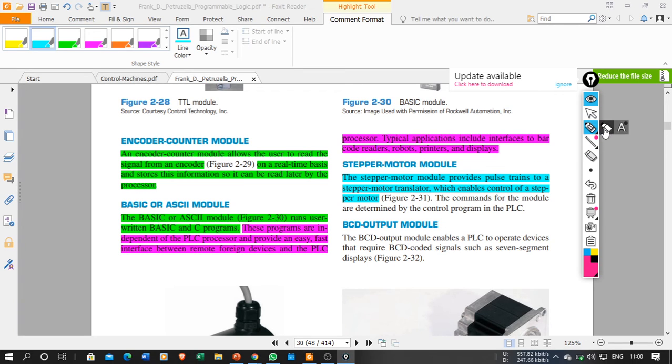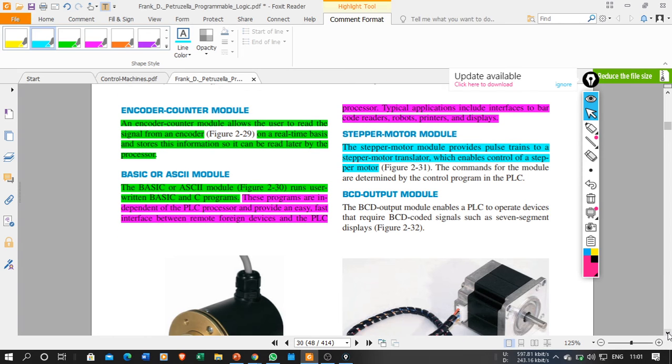We need to provide the pulses. These pulses may be like this. This is your one pulse, this is the second pulse, this one is your third pulse. We need to provide the pulses in this manner. Only when the pulse is provided will it make the movement. Otherwise, it will stop. So the stepper motor requires pulses for its operation. The commands for the modules are determined by the control program in the PLC. And these modules are used for driving or running your stepper motors.